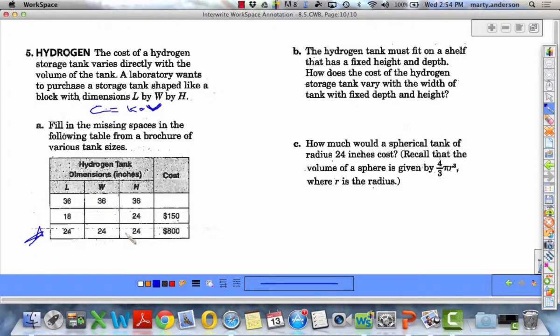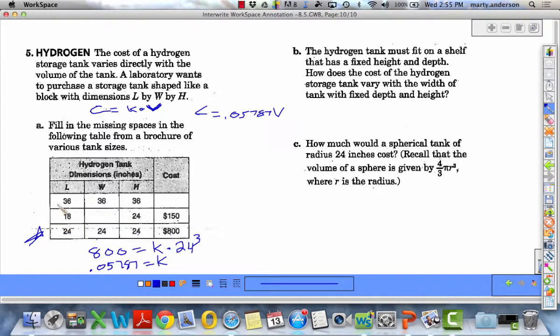So 24 times 24 times 24 yields a cost of 800. So you can take that 800 and set it equal to some constant times 24 cubed. This is going to be a very small decimal if you think about taking 800 divided by 24 cubed. If you grab your trusty calculator, I think you get 0.05787. That's the constant of proportionality that we can use for any of this now. So I've got 0.05787 times the volume. That's what's going to give us our cost.